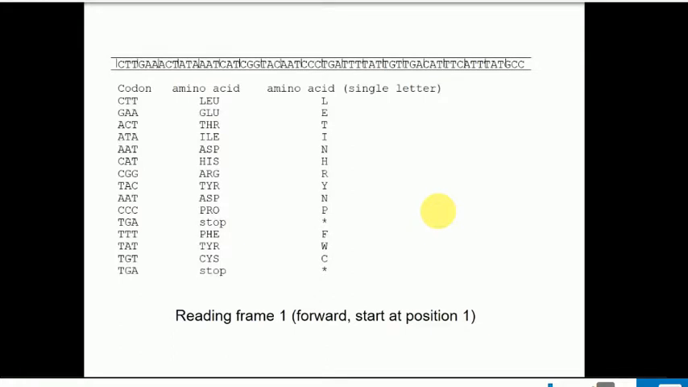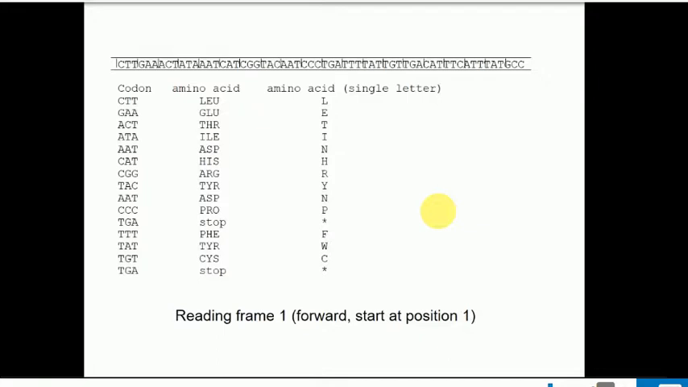If we imagine we're translating in reading frame one, that means the first three bases are the first triplet and the next three bases the next triplet and so on. That's perfectly translatable. You can see the amino acids there. Incidentally, we tend to use the single letter amino acid code quite a lot. So if you're not familiar with the single letter code, do try to get used to it. It's a very useful shorthand. And you can see that actually there's two stop codons in there as well.